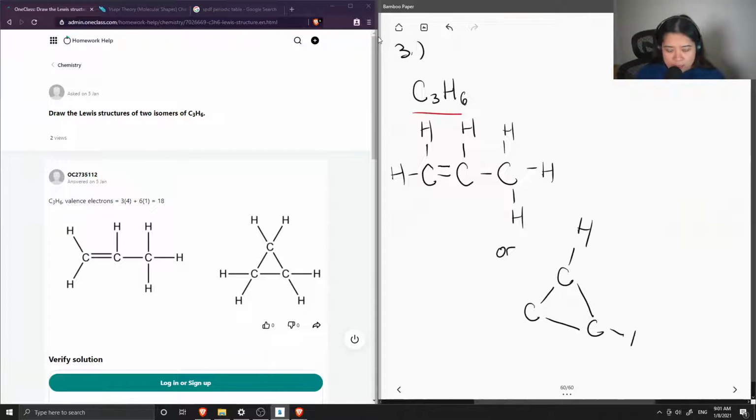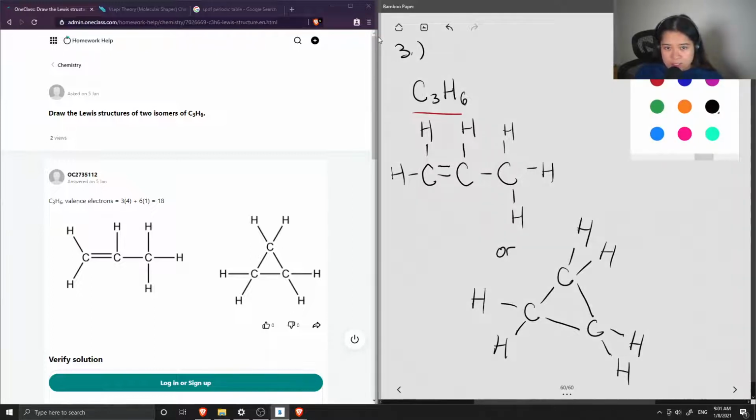And then just have all the hydrogens. So each carbon needs 4 bonds. So each of these carbons has an extra hydrogen. And now let's count out. We have 3 carbons and 6 hydrogens. So this is also a valid structural isomer of C3H6.